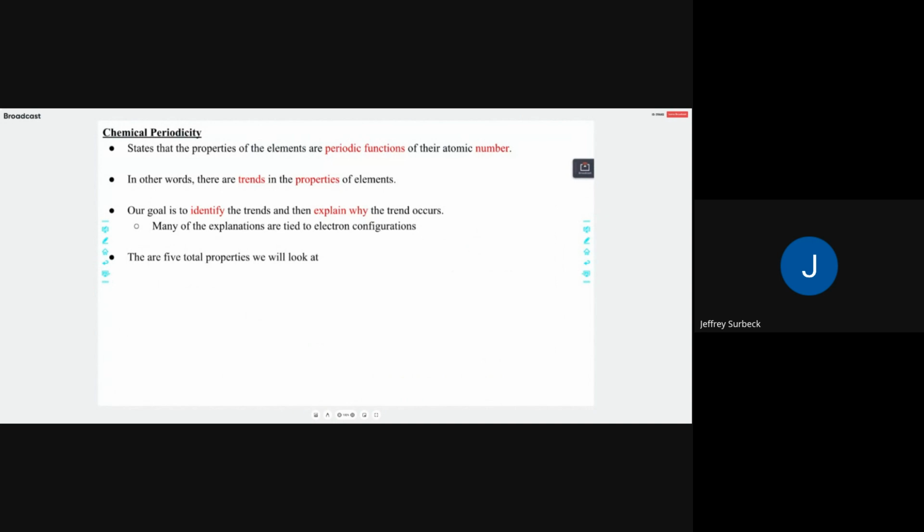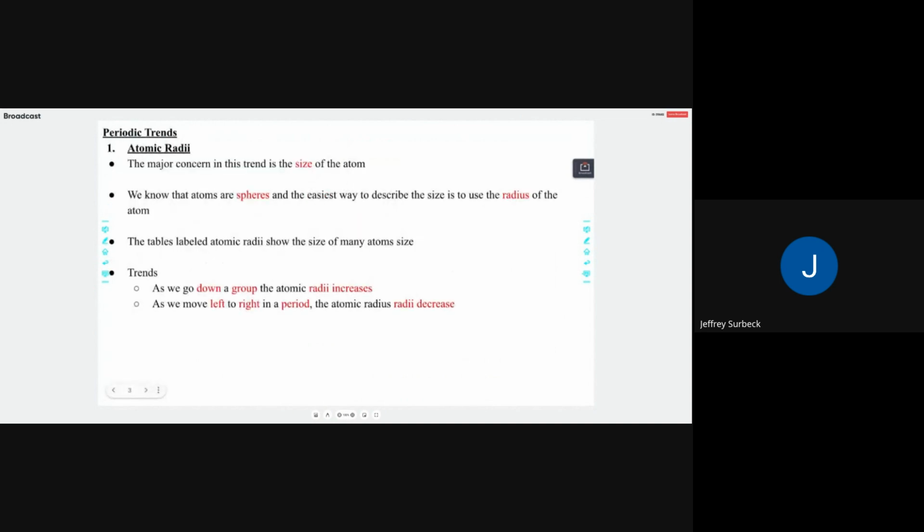Almost all of these can have some type of reasoning based upon that electron configuration and the number of valence electrons in that particular atom or ion. All right, we're going to look at a total of 5 different properties. Okay, so the first property is atomic radii, or radius. Radius is just measuring the size or the volume of that particular atom. We saw a great picture of that at the beginning of today's notes.